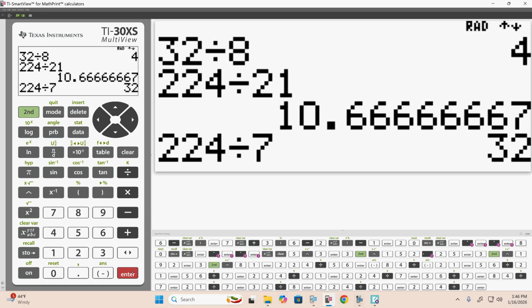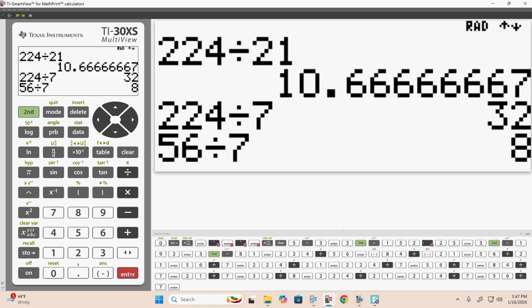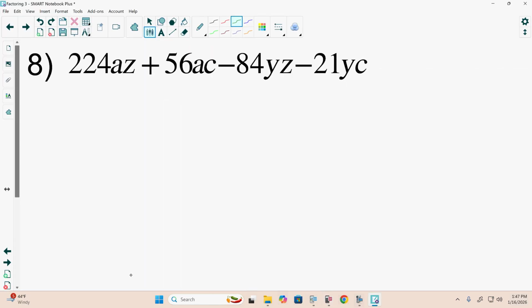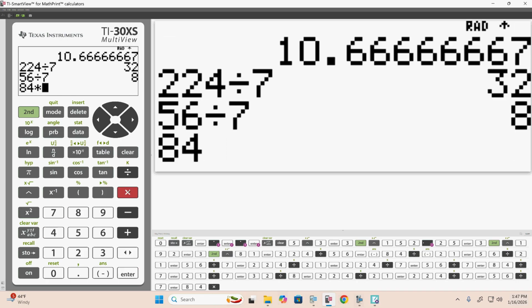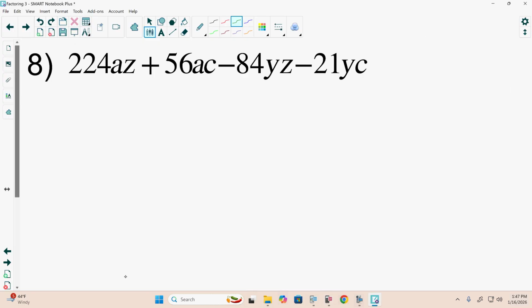224 divided by 7 is 32. That's a nice factor, yes? Our next number is what? I think it's 56. 56 divided by 7 is 8. Okay. 84 divided by 7 is 12. And well, we know 21 is divisible by 7. So that means before we even start our factoring by grouping, it is possible to take a greatest common factor of 7 out.